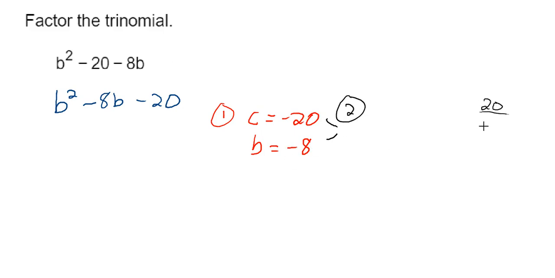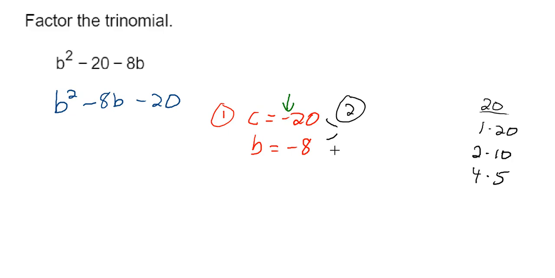The numbers that multiply to 20 are 1 times 20, 2 times 10, 3 doesn't work, 4 does, 4 times 5, and I think that's it. So none of these add up to 8, but we're not actually looking for numbers that will add to 8. We're looking for numbers that will subtract to give me 8, because I need c to be negative this time. And the only way that's possible is for one number to be positive and one number to be negative.